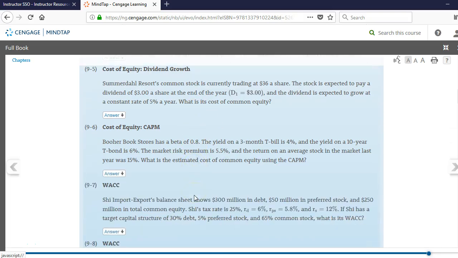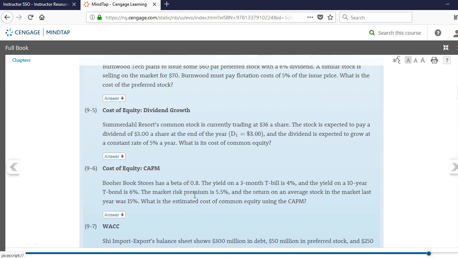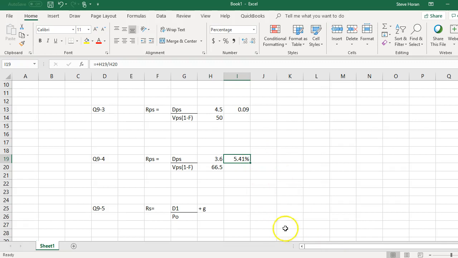Question 5 is cost of equity using the dividend growth model. So this is Summerdall Resort. Common stock is currently trading at 36. They expect to pay a $3 dividend. So D1, the dividend at the end of the year, so remember today is time 0, a year from now is D1, and they expect that to grow at 5%. So what's the cost of common equity?